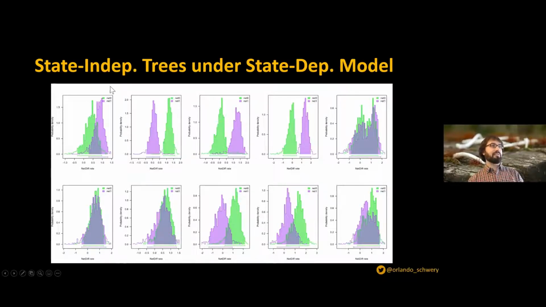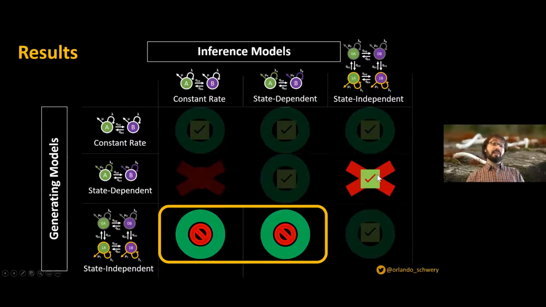So if we have state-independent trees and we run them under the state-dependent model, we actually find that every once in a while, we get a result that says, oh, this is trait dependent, because just by chance the trait and the rate category are aligned. But most of the time they will not. So that's what's behind this case here. So we realize these models are not really nested actually. Now what's going on here?